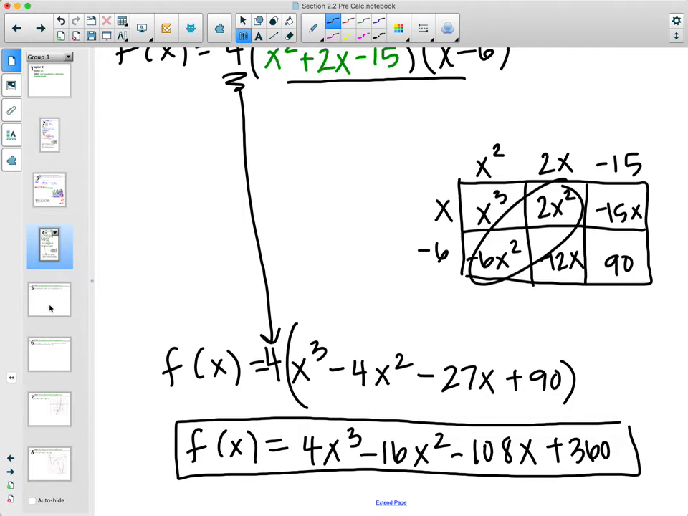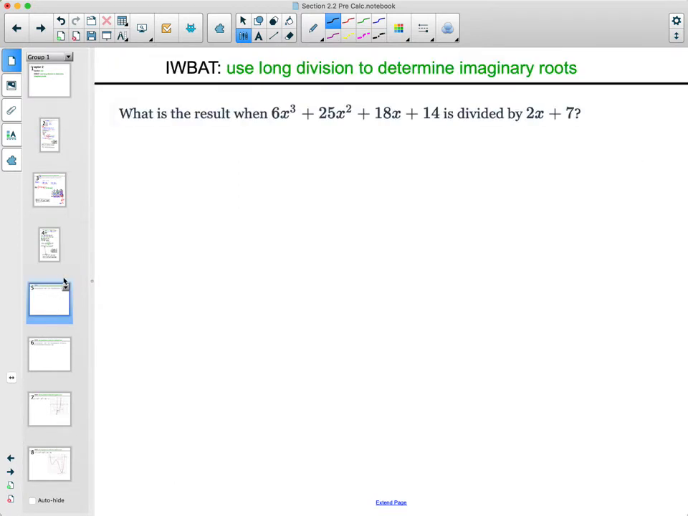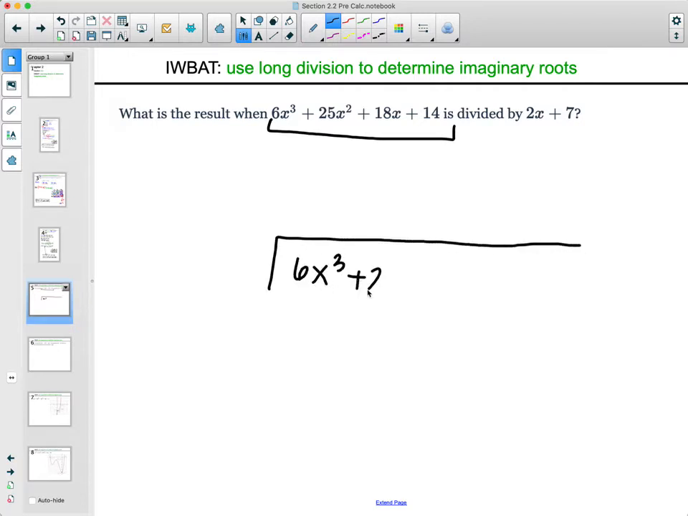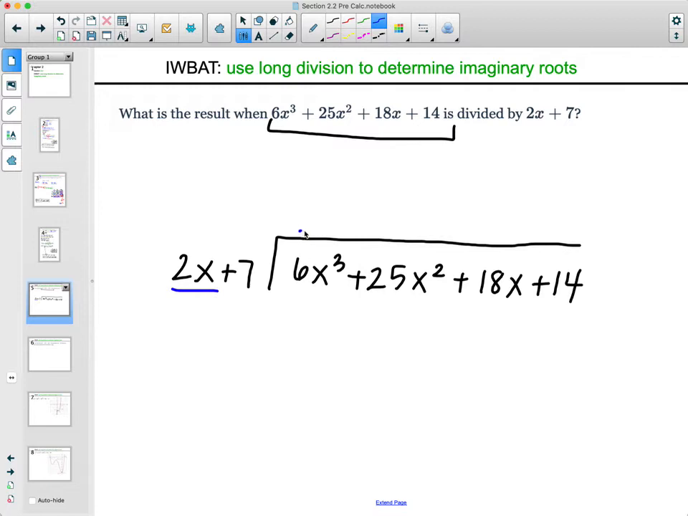All right, then we are going to get into doing long division now. So long division, you're going to write what's being divided underneath this bar. So 6x cubed plus 25x squared plus 18x plus 14 is going to be divided by 2x plus 7. Just like long division with numbers, we're going to take a look at this first number here and see what we need to multiply it by to equal this first term.